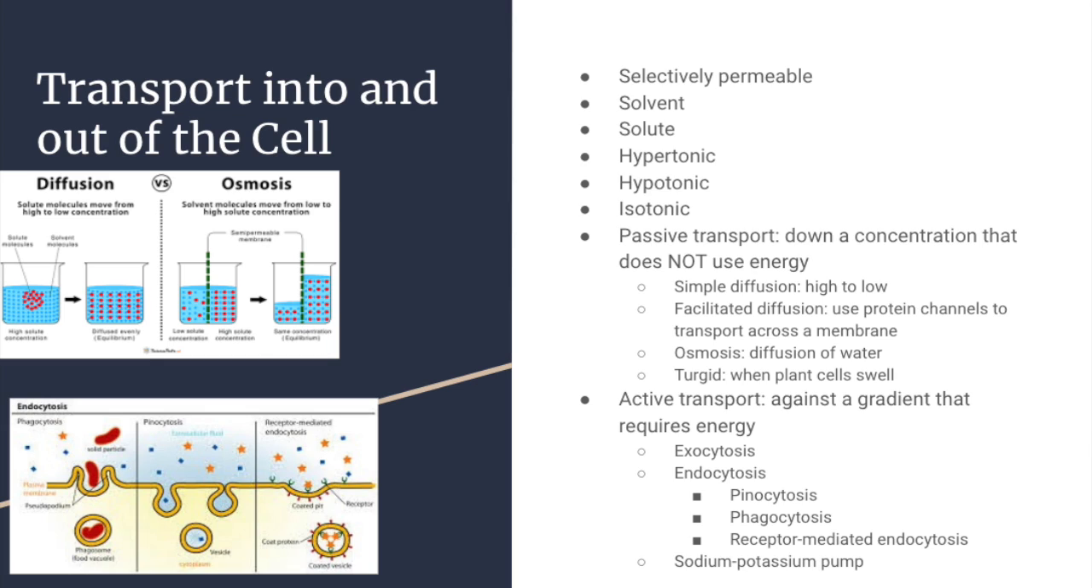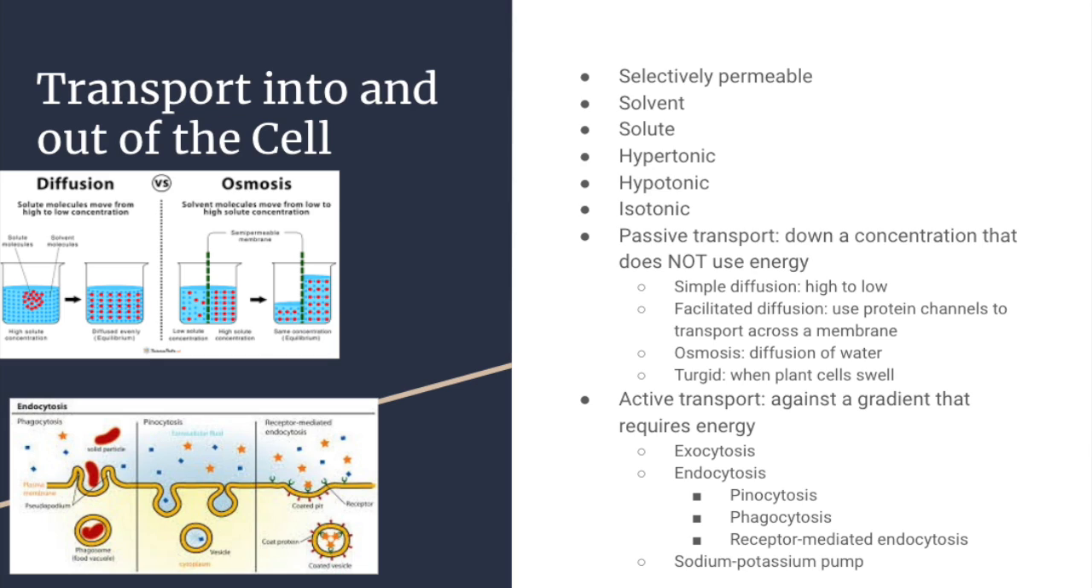Passive transport is the movement of molecules down a concentration gradient from a region of higher concentration to a region of lower concentration. Passive transport never requires energy, or ATP. It occurs either by diffusion, simple diffusion, or facilitated diffusion, or by osmosis.